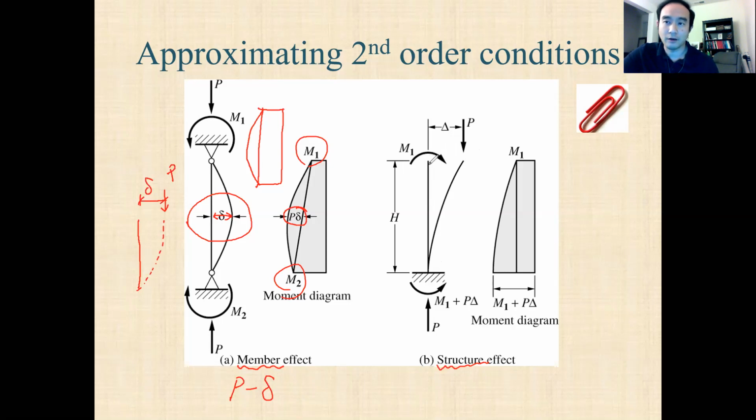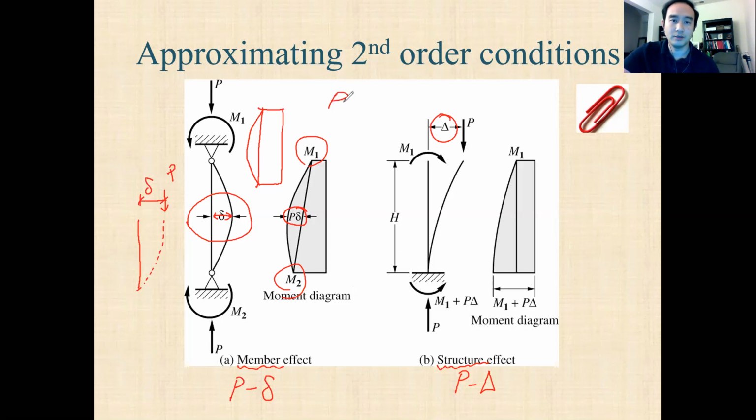Because we do not have a constraint at the top of the column, side sway is allowed, right? So the corresponding deformation is way larger than this small delta. That's why we use the capital Greek letter delta here. So due to the structure effect, we use the P-Delta effect. Due to the member effect, based on the fixed boundary condition, we have a relatively smaller deformation. That's why we use a lowercase delta here. But in both cases we call it the P-delta or the second order effect.